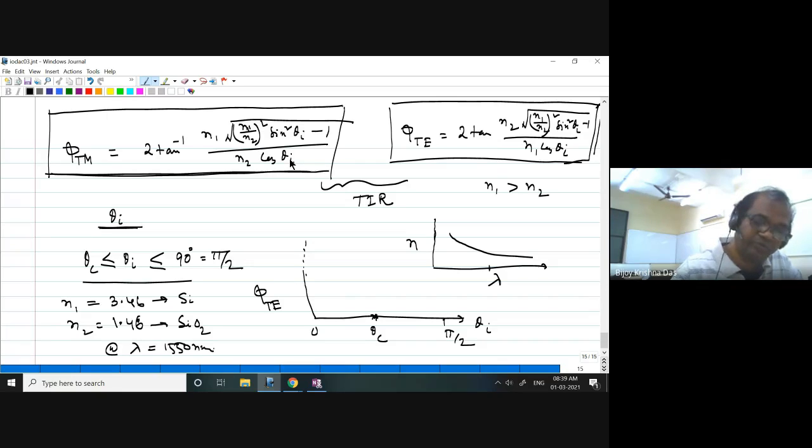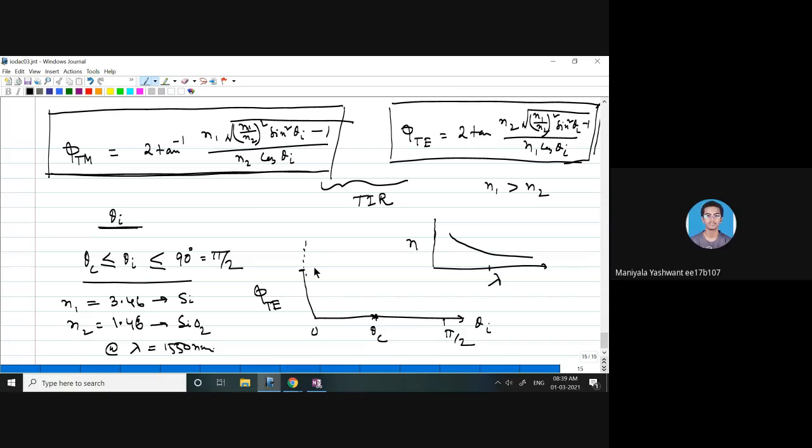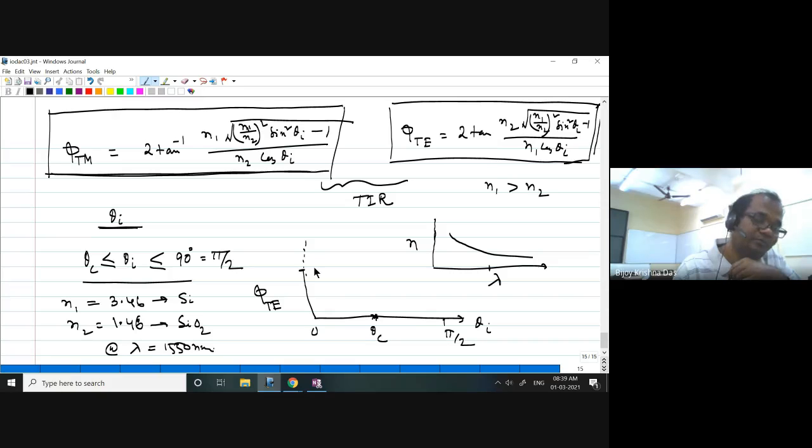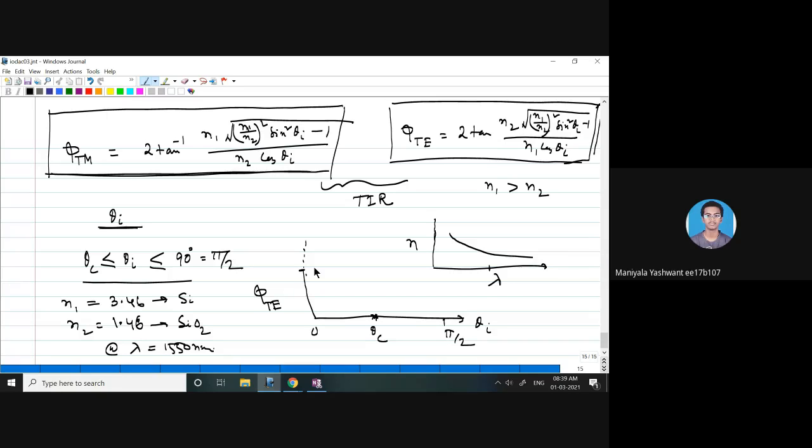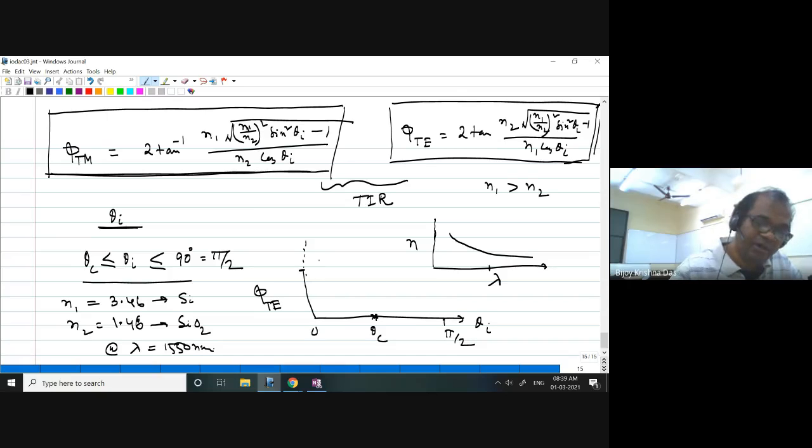Pi by 2. Sir, so pi. Tan inverse of infinity is pi by 2, so 2 tan inverse infinity is 2 into pi by 2. So that will be pi. Correct. So in that case, if I just write pi, one point you will be getting here.